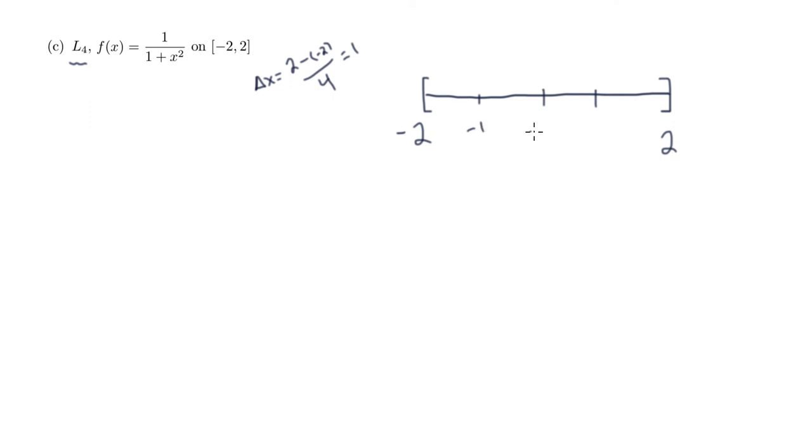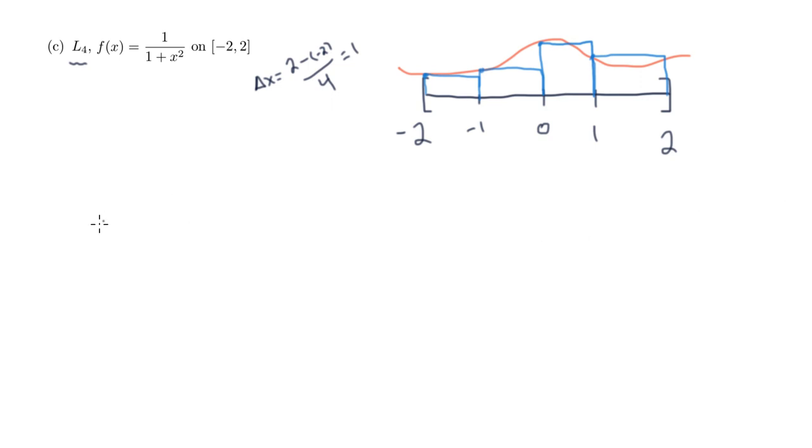Here's -1, 0, and 1. So our function is something like that. I don't really know exactly what it looks like, but the point is we're going to be using the left endpoints to evaluate the height of each rectangle. Okay, so again, left endpoints.